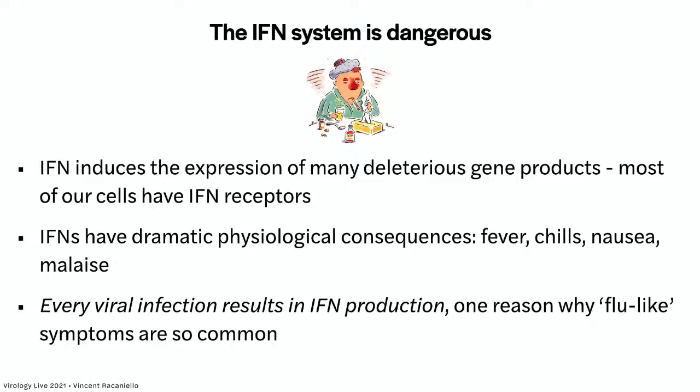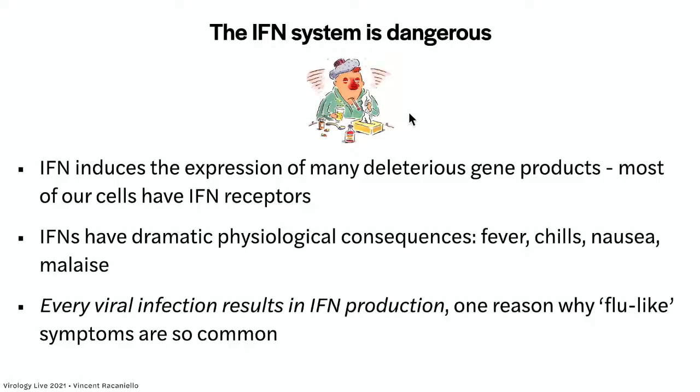All right, so those are a couple of interferon-stimulated genes, but there are over 1,000. Why so many? Some of them are cell type specific. Some of them are virus specific. But one message that you should understand here is that the interferon system is dangerous. You see this guy here with fever and runny nose and so forth. That's all interferon. Interferon induces the expression of many deleterious gene products, because most of our cells have interferon receptors and they can respond to them. And these gene products have consequences like fever, chills, nausea, malaise, lack of appetite, muscle aches, brain fog, you name it. Those are things caused by interferons and the proteins they induce.